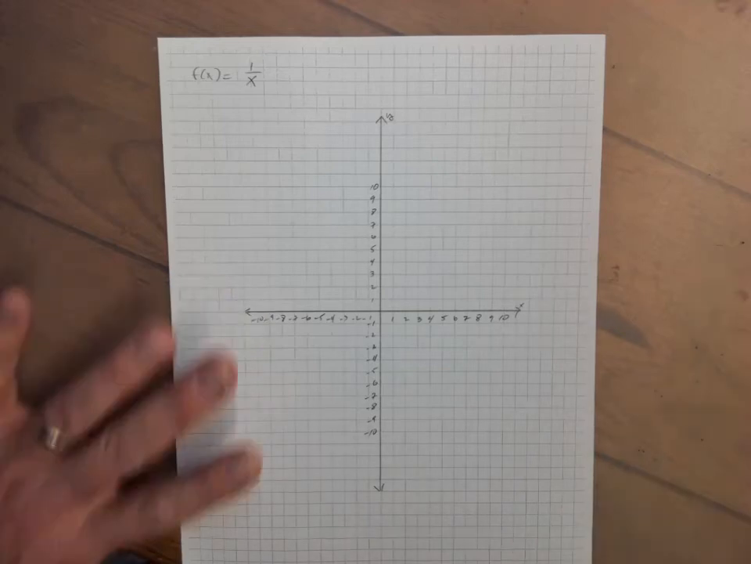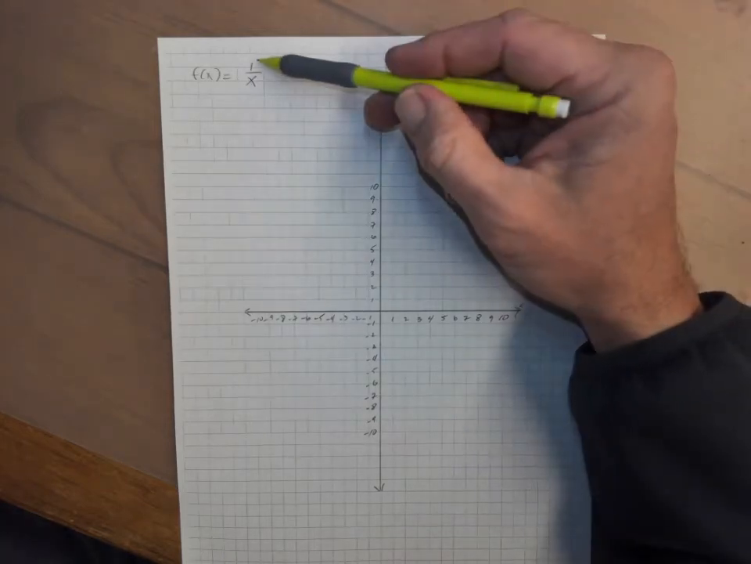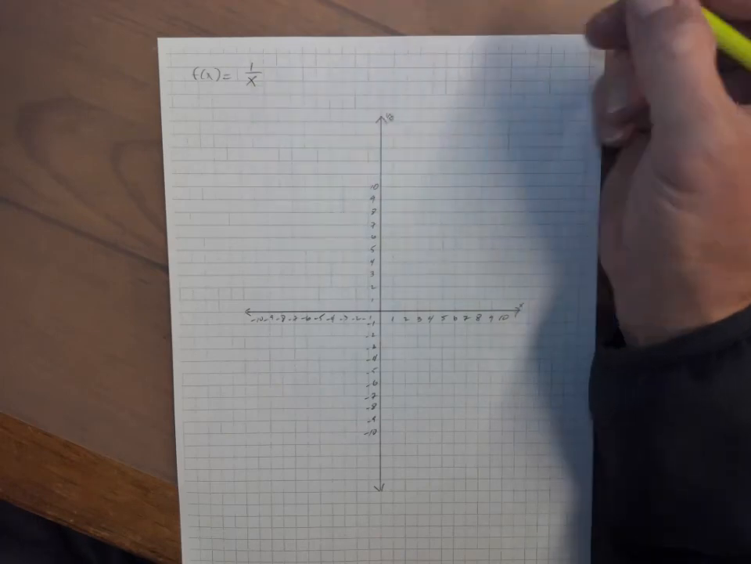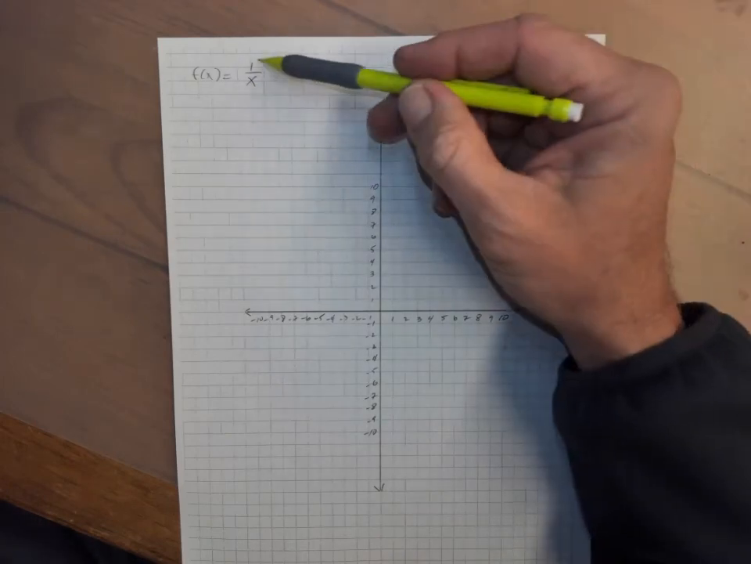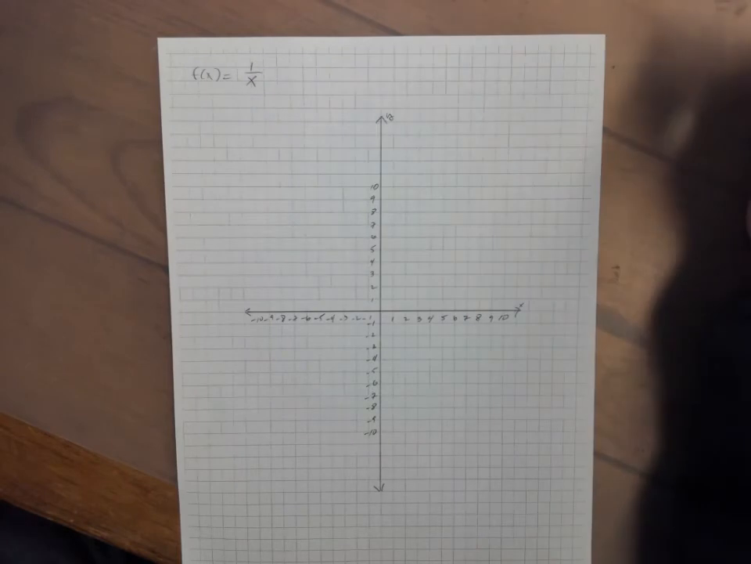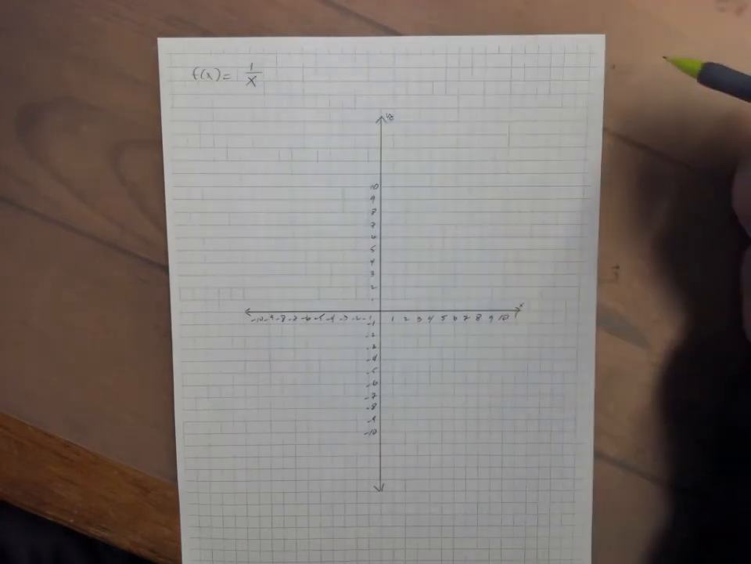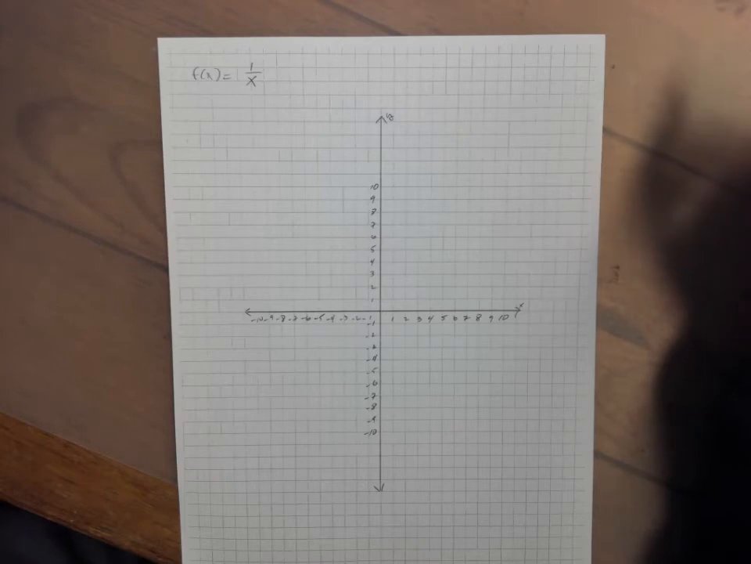All right, welcome back to the second semester. We start here with chapter 7, rational functions. By definition, a rational function is one in which you have a polynomial in the numerator and a polynomial in the denominator. Notice we have a monomial over a monomial. Both of those are polynomials. So this is our parent function for our rational functions.